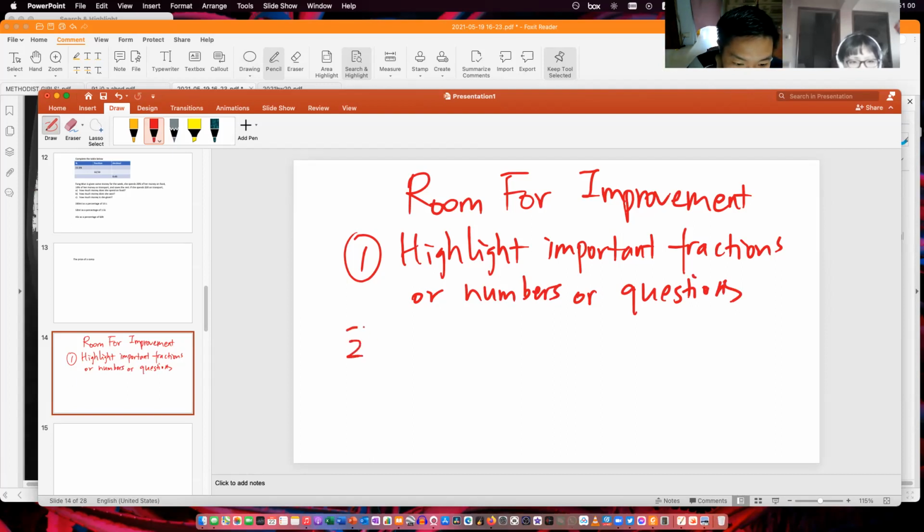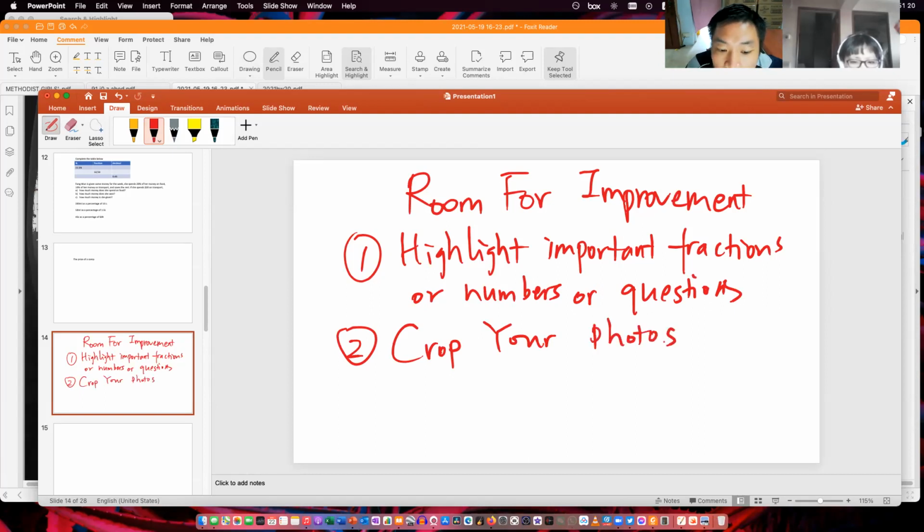Number 2. What's number 2? Take photo properly. Yes. So crop your photos. Why? Because I only want to see your work. I don't want to see your leg. I don't want to see your floor. I don't want to see any other things. Okay? Number 3. One more. At least one more.